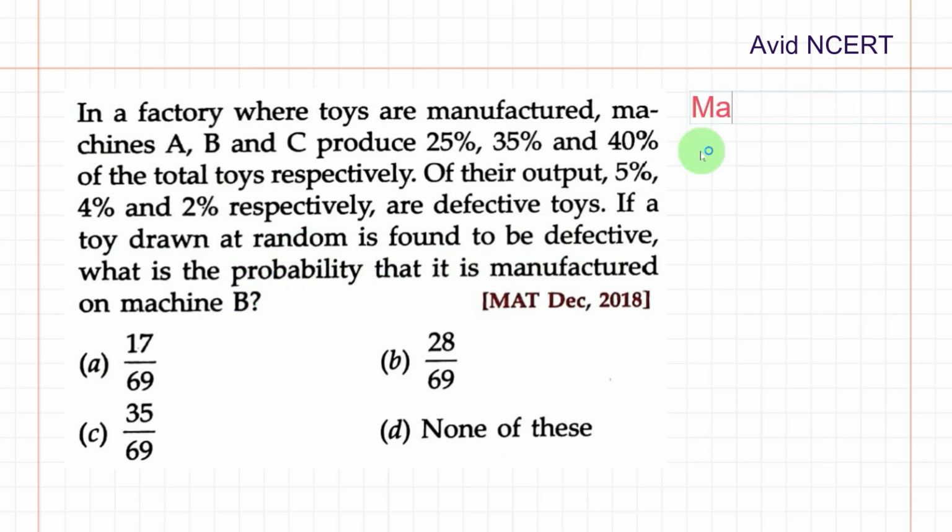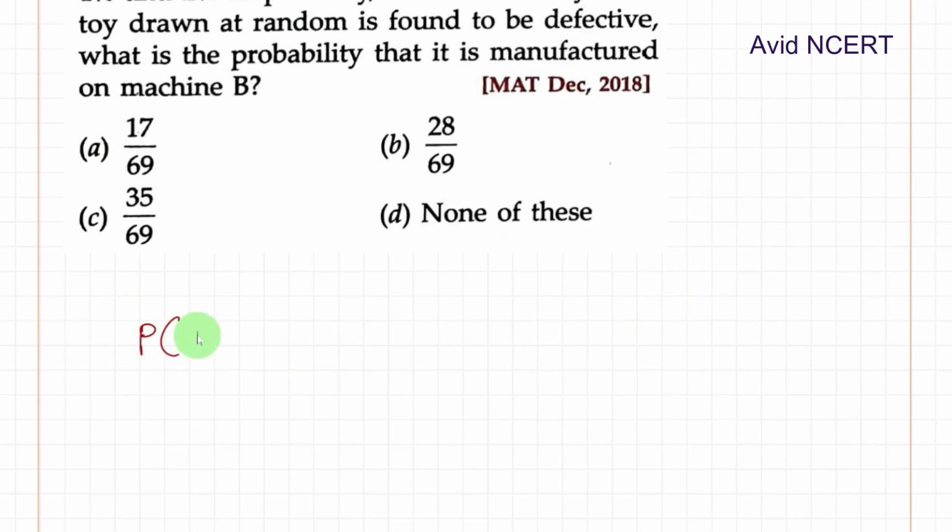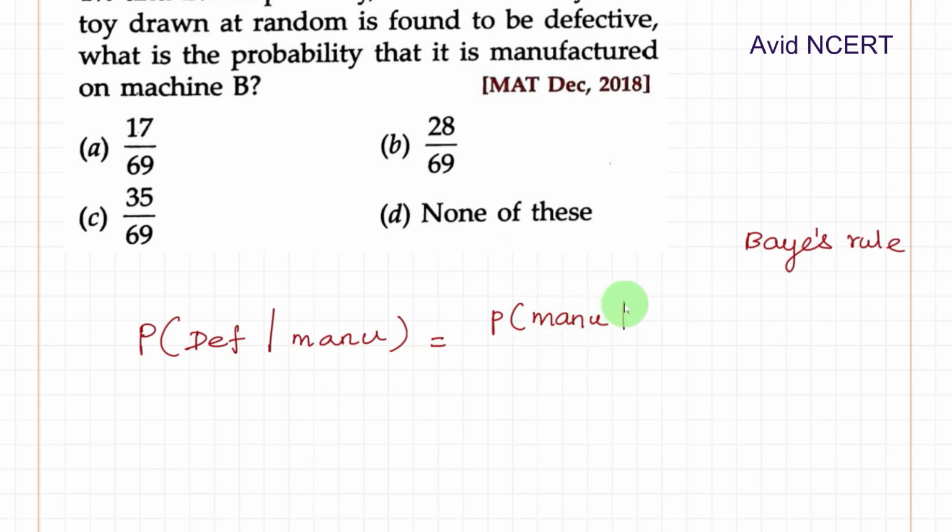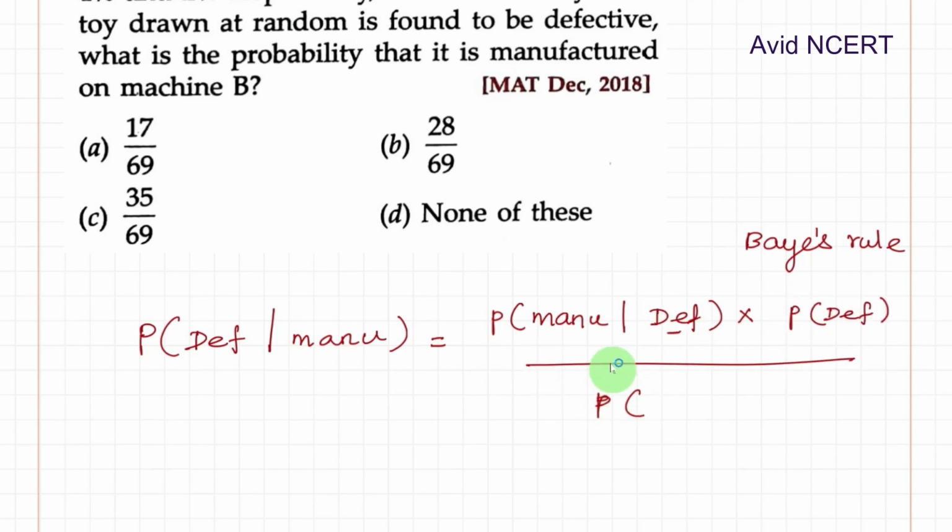So from the question we have manufactured and defective. The question here is to find the probability that a defective piece was manufactured by B. So to do that, probability of manufactured given defective. This can be found by Bayes rule, which equals probability of defective given manufactured times probability of manufacture, divided by probability of defective. You can just remember it like this.